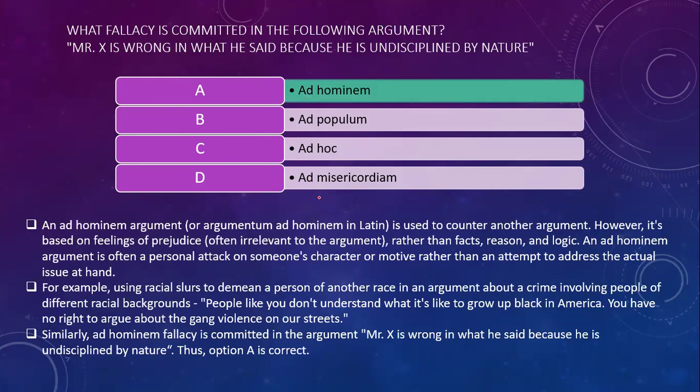Ad hominem argument, or argumentum ad hominem in Latin, is used to counter another argument. However, it's based on feelings of prejudice, often irrelevant to the argument, rather than facts, reason, logic. An ad hominem argument is often a personal attack on someone's character or motive rather than an attempt to address the actual issue at hand. Ad hominem.